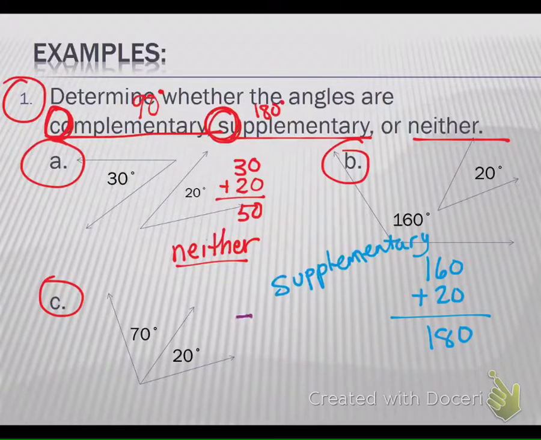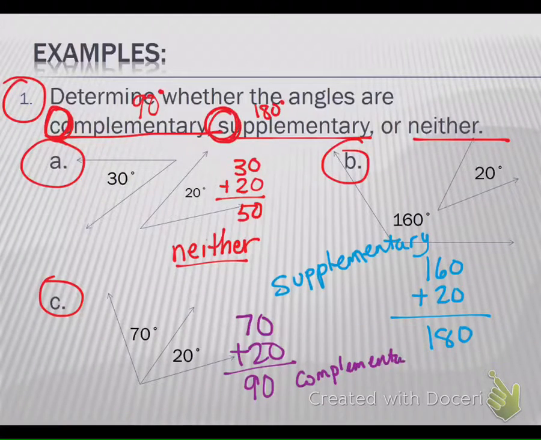All right, part C, we got a 70 and a 20, which makes 90, so we would call these what? Complementary. All right, any questions?